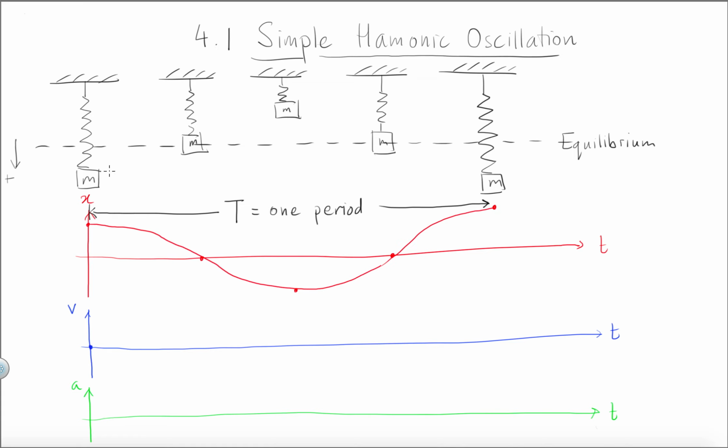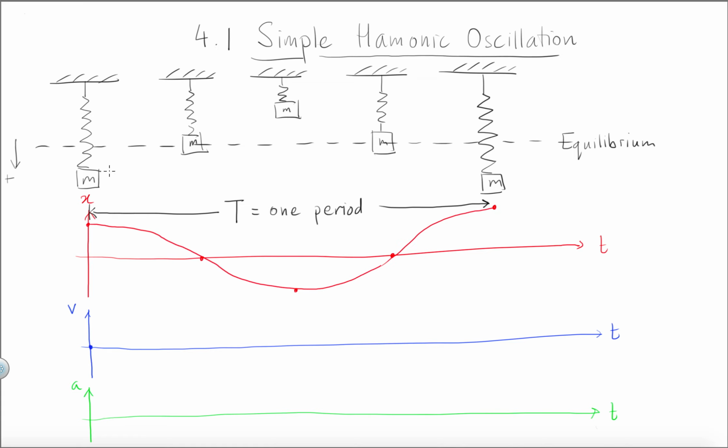So its velocity is zero in the beginning, and then it's a maximum and negative as it goes back through the equilibrium position. So the velocity is going to be down here. Then at the top the velocity is zero again, and then as it passes through the equilibrium again, the velocity is maximum and positive, and then back at the maximum displacement the velocity is zero again.